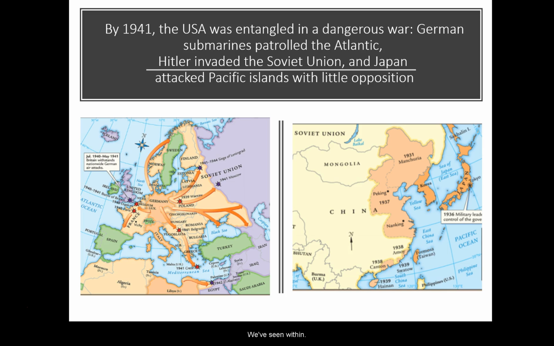We've seen within the Japanese realm of the Pacific that for 10 years now, they've been trying to take over as much land as they can for natural resources because Japan is an island. In order for them to expand and become a world power, they must have natural resources that they cannot produce on their own land. So they began taking over land.